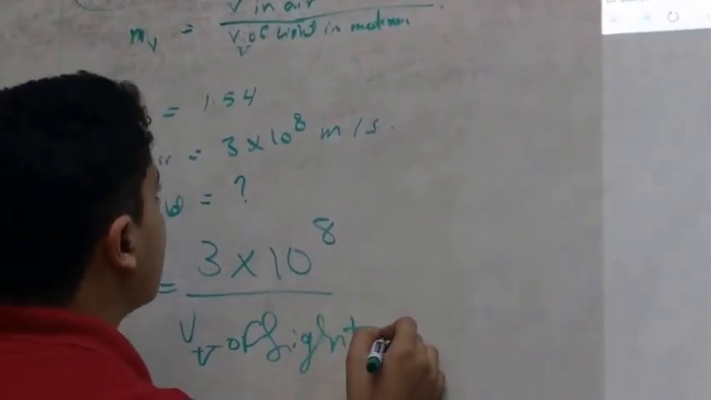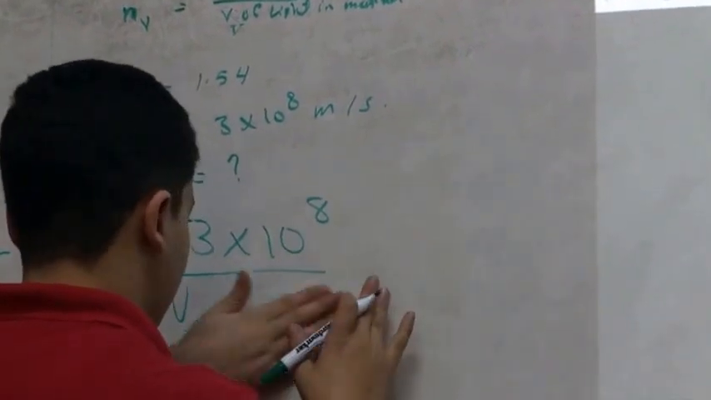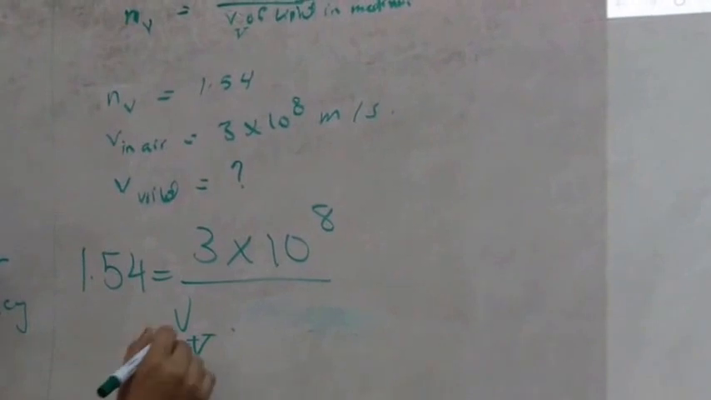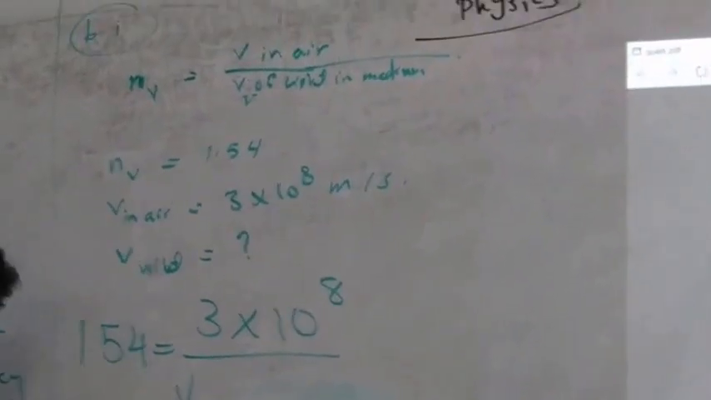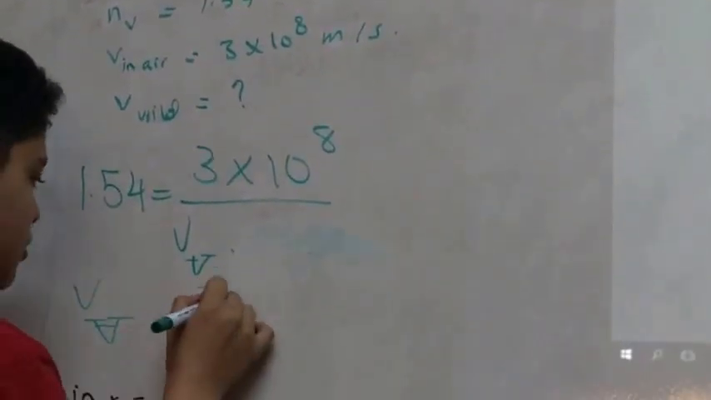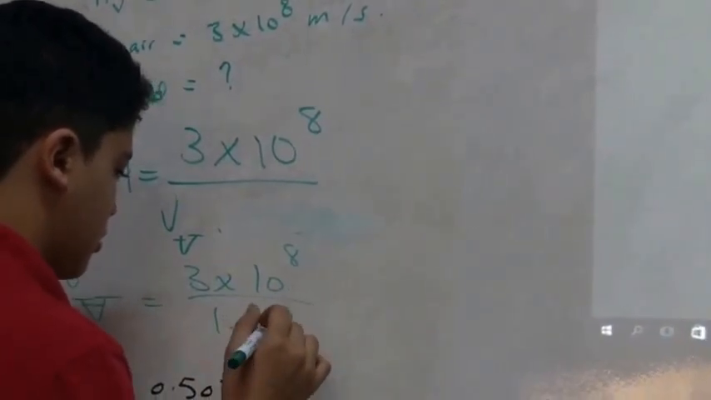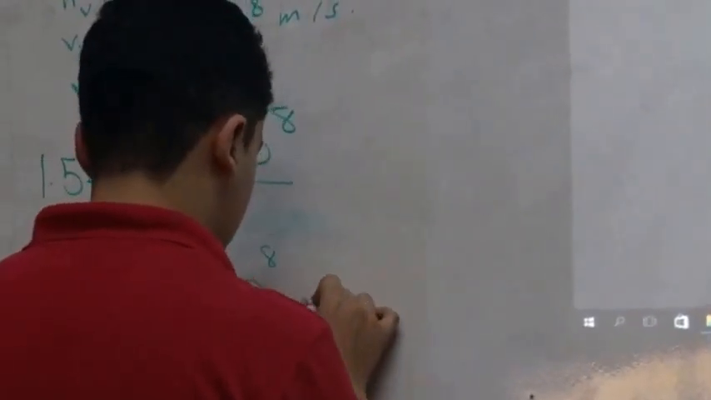Just make it V for violet. Now we substitute to get it. Can you make it in one step? V for violet is equal to 3 times 10 power 8 over 1.54, and write the result here.